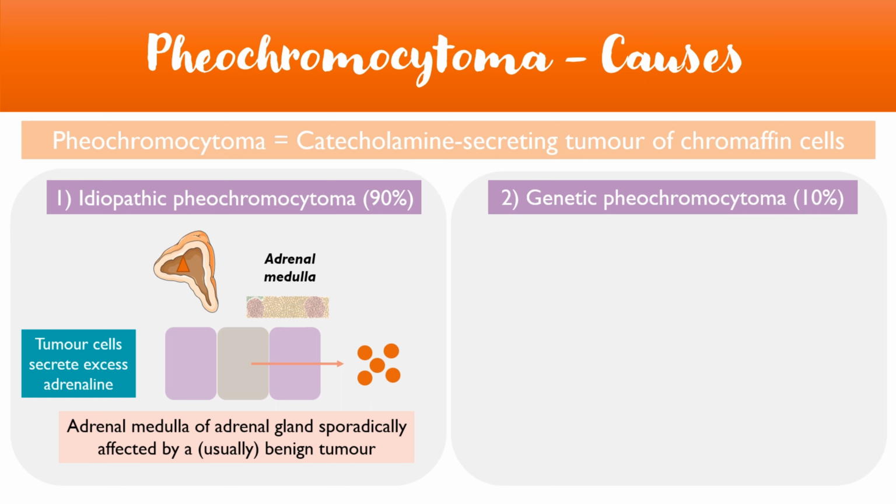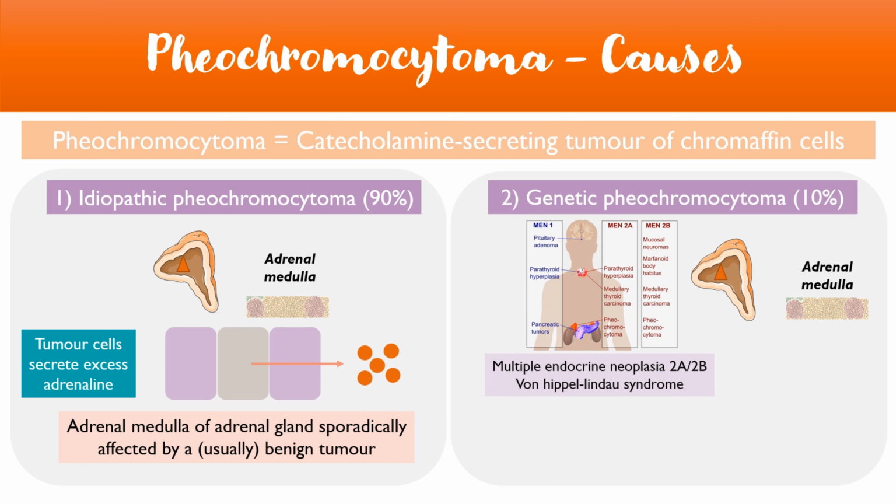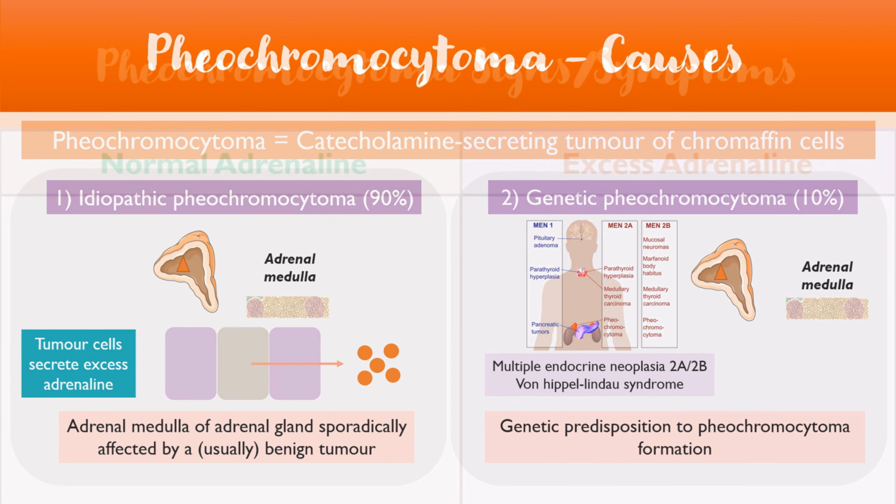And it's important to note that most tumors formed this way are actually benign rather than malignant. Turning towards the genetic pheochromocytomas, again there's a tumor which forms inside the adrenal medulla, but it's related to a condition such as multiple endocrine neoplasia 2A or 2B, or von Hippel-Lindau syndrome, or others. And these conditions basically increase the risk of tumors forming throughout the body. And it's this genetic predisposition which leads to pheochromocytoma formation.